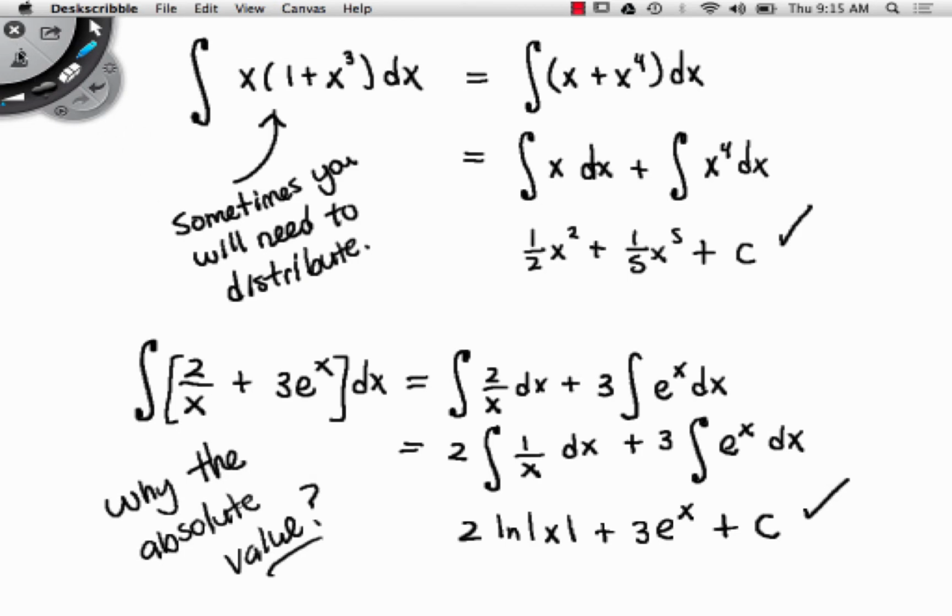Okay. Next up, let's do something really cool. All right. Antiderivative of secant of x times secant of x plus tangent of x dx.